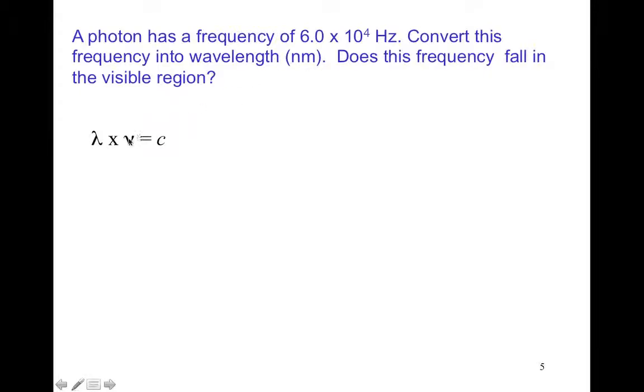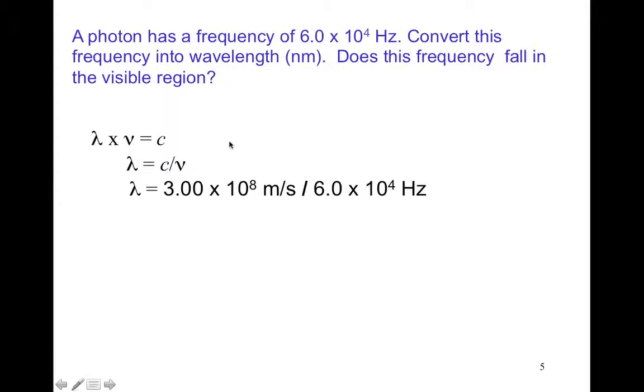And so we set up our equation: our wavelength, what we're trying to solve for, times our frequency, which is nu, 6.0 times 10 to the fourth hertz, is equal to our speed of light, which I said we should memorize, at 3 times 10 to the 8th meters per second. So they rearranged their equation right away for lambda. Go for it, whatever you're comfortable with.